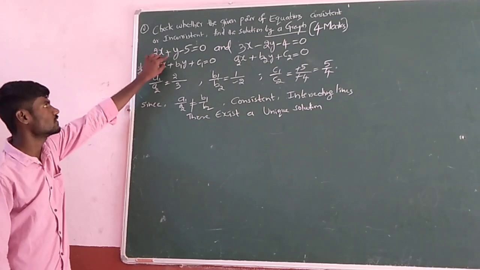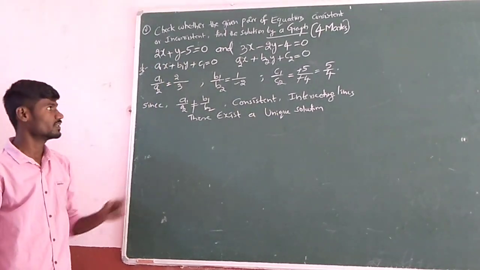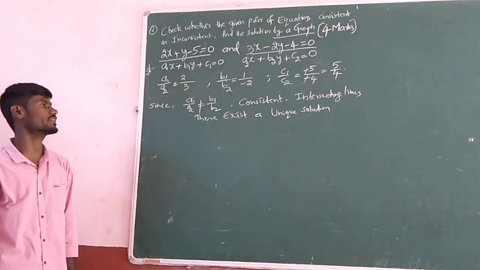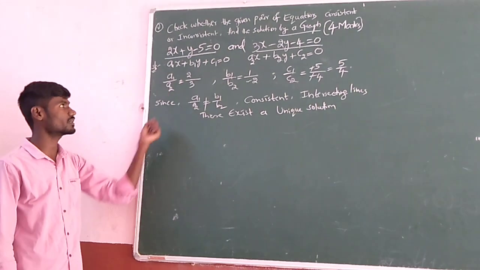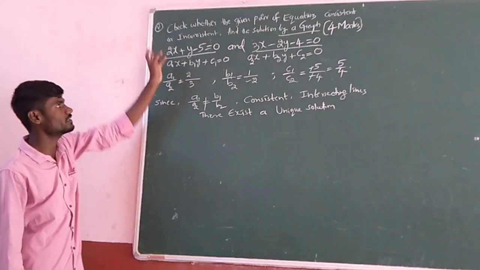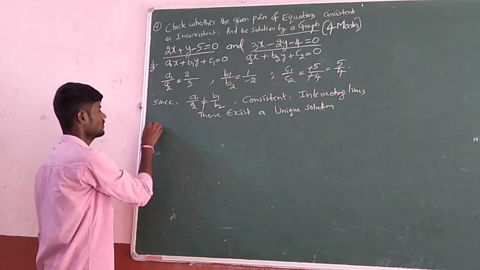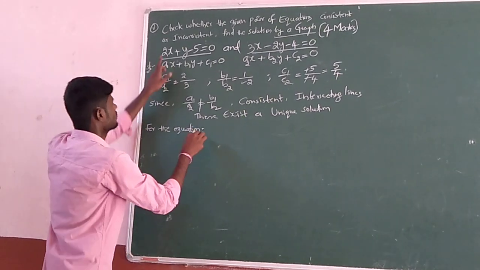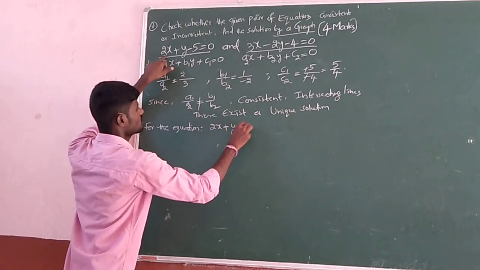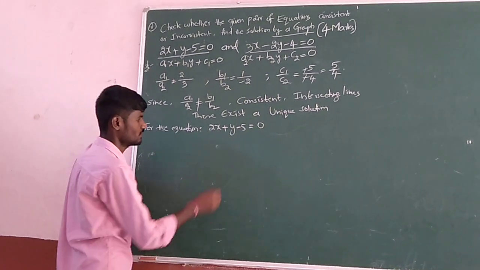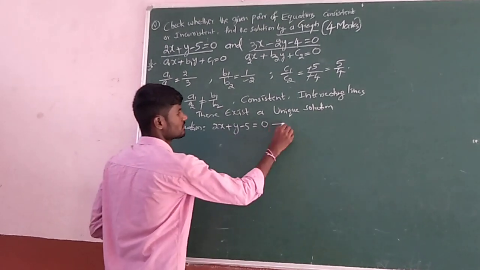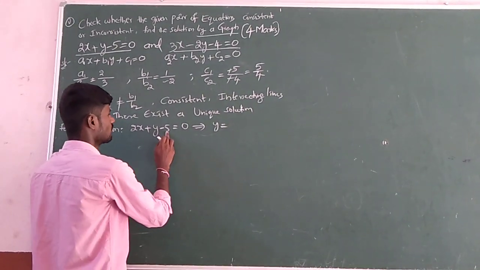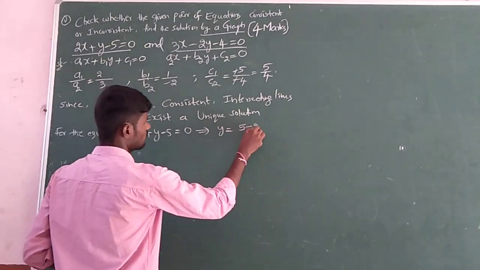What is the first equation? 2x plus y minus 5 equals 0. While drawing the graphs for these equations, we need to express one variable in terms of the other. So here express y in terms of x. For the first equation, 2x plus y minus 5 equals 0, what is y equal to? Transpose all other terms to the opposite side: minus 5 becomes plus 5, plus 2x becomes minus 2x.